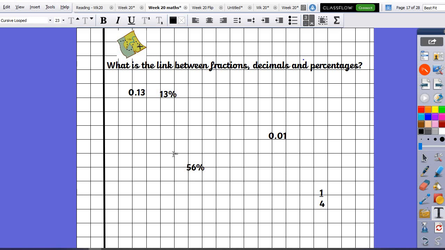Now, what would it be as a fraction then? I know it's over 100, so it would be 13/100. So 0.13 is 13%, and 13/100. Have a go at these other three here. See if you can come up with your answers there. Pause the video now.